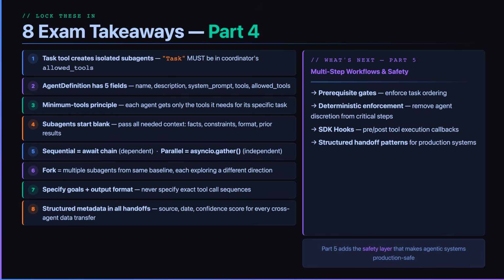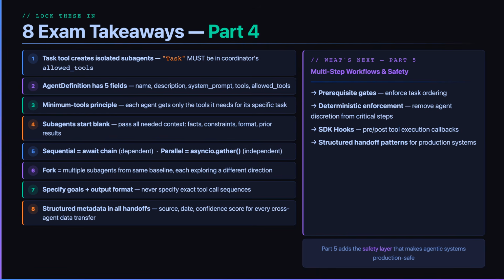5. Sequential equals a wait chain for dependent tasks. Parallel equals asyncio.gather for independent ones. 6. Fork equals multiple subagents from the same baseline exploring different directions. 7. Specify goals and output format. Don't specify tool call sequences. 8. Always include structured metadata, source, date, and confidence in all cross-agent handoffs.